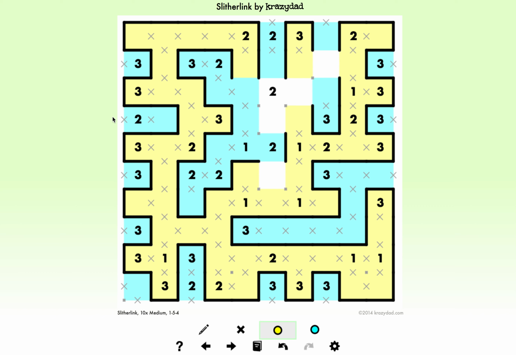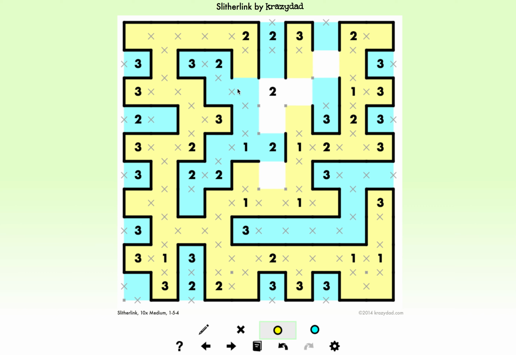Okay, so let's look at how this is going to help me solve this particular puzzle. Now, here's another principle. Where the blue and the yellow meet, that's where lines go. I'll show you more about filling them in when I get to a new puzzle, which will be in a minute.